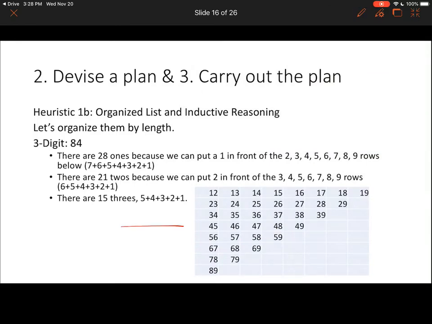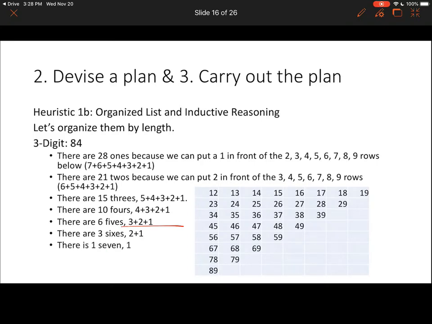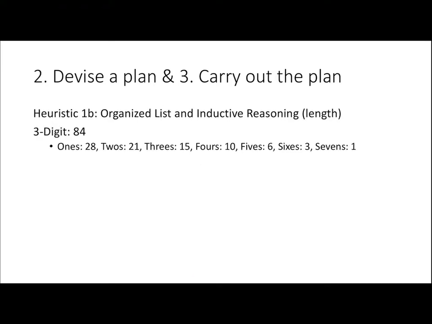And then 3 is the same idea. I can get 15 of them, 10 more 4s, 6 more 5s, 3 more 6s, just 678, 679, and 689, and then 1 7, 789. Then I can repeat that idea.